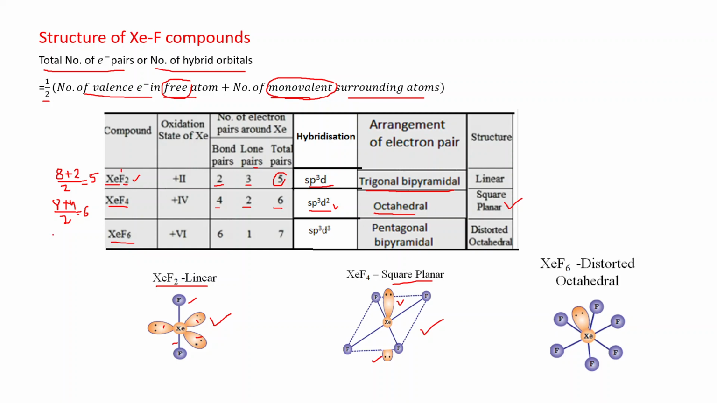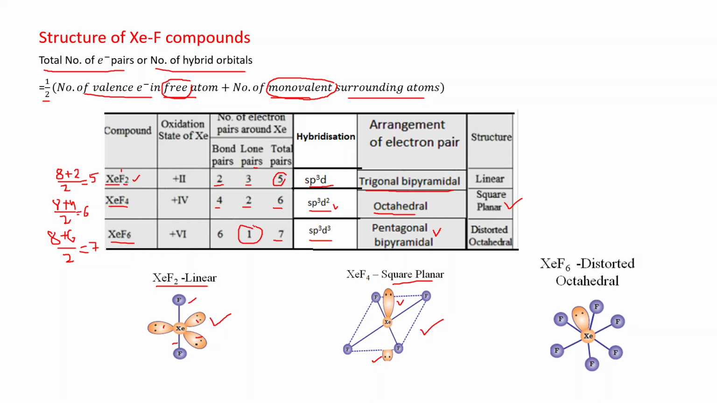XeF6. In the same way you can find out that it is (8 + 6)/2, which becomes 7. Total number of electron pairs are 7, or we can say the number of hybrid orbitals are 7. That's why hybridization is sp3d3, and these 7 hybrid orbitals are arranged in a pentagonal bipyramidal manner, but there is one lone pair of electrons.